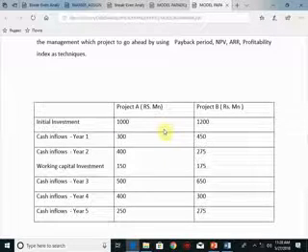Then you get discounted cash flows of 1000. 300 multiplied by 0.909 is 273. 330. 336. 273.